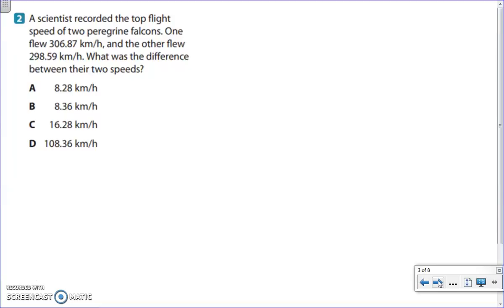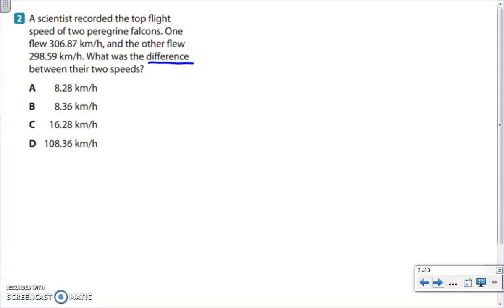Number 2 says a scientist recorded the top flight speed of 2 peregrine falcons. One flew 306 and 87 hundredths kilometers per hour, and the other flew 298 and 59 hundredths kilometers per hour. What was the difference between their two speeds? One of the things that sticks out to me right away is that the word difference indicates subtraction. And so we want to know the difference between their speeds. We need to take the larger number and subtract the smaller number from the larger number.